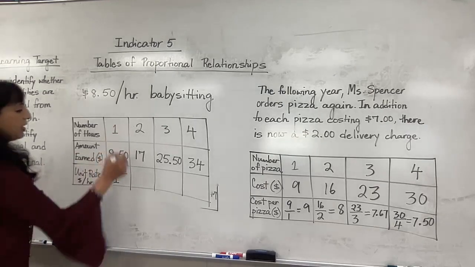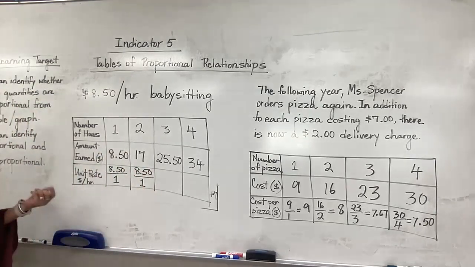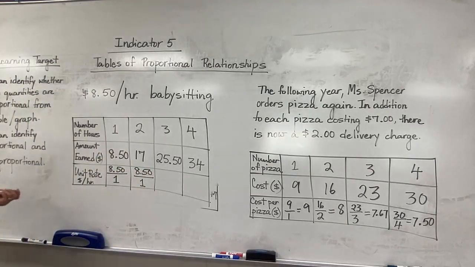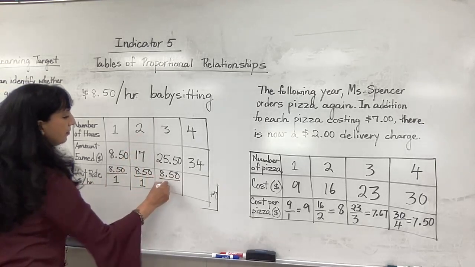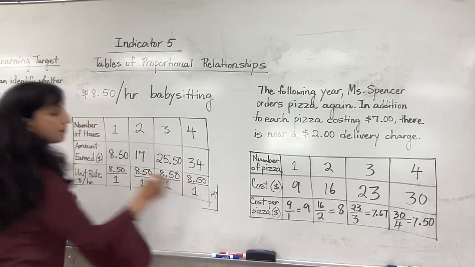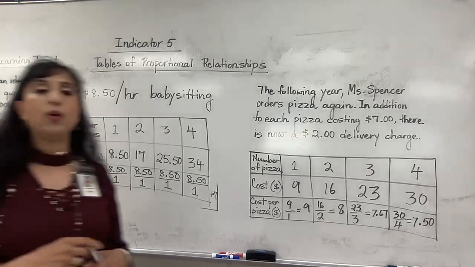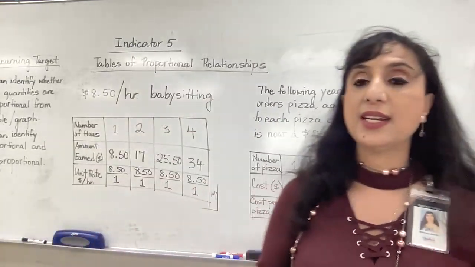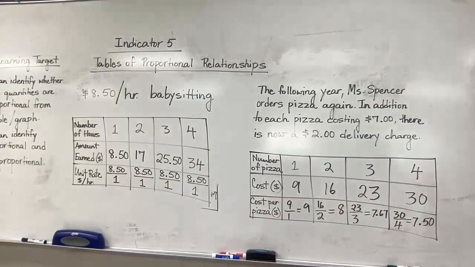Okay, 17 divided by 2 also gives me this, over 1. So I'm putting it in simplest form basically. 25.50 divided by 3, I will again get this. And here again, same. All right. So the relationship is proportional because the ratios between the quantities are equivalent and have a unit rate of $8.50 per hour. Okay. So that's basically what a proportional relationship is.